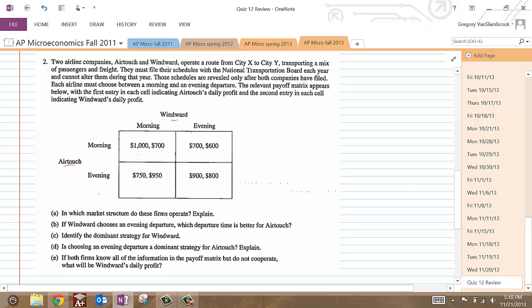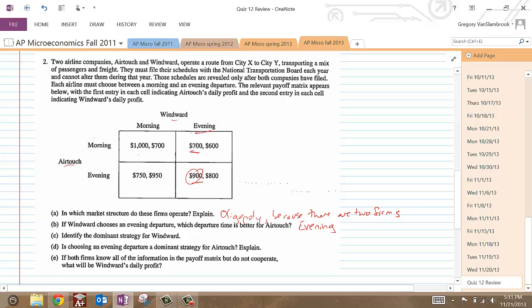So just like the one we saw yesterday, in what market structure do these firms operate? The market is an oligopoly market. We know that because there are just two firms. B, if Windward chooses an evening departure, which departure is better for AirTouch? If Windward chooses evening, AirTouch's options are earning either $700 or $900. So evening is better for AirTouch.